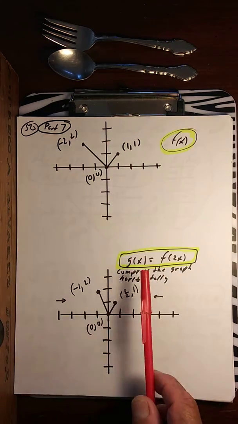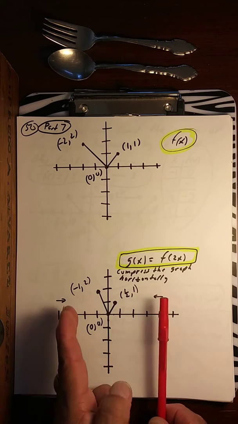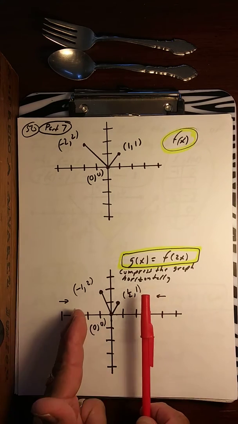The original problem. G of x is f of 2x. Compresses the graph horizontally. It's going to squeeze it this way now. So it still goes up, still goes there, but it's going to get squeezed this way.